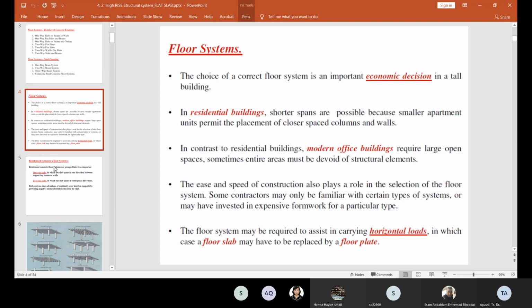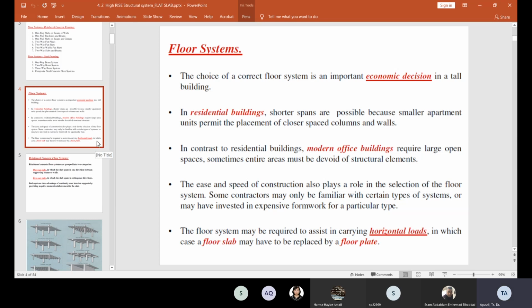But normally, especially here in Malaysia, we use the what you call the floor slab only. Means the slab will be designed to support for the gravity load only. So all the horizontal load will be supported by the column. Okay, the column or core or shear wall.